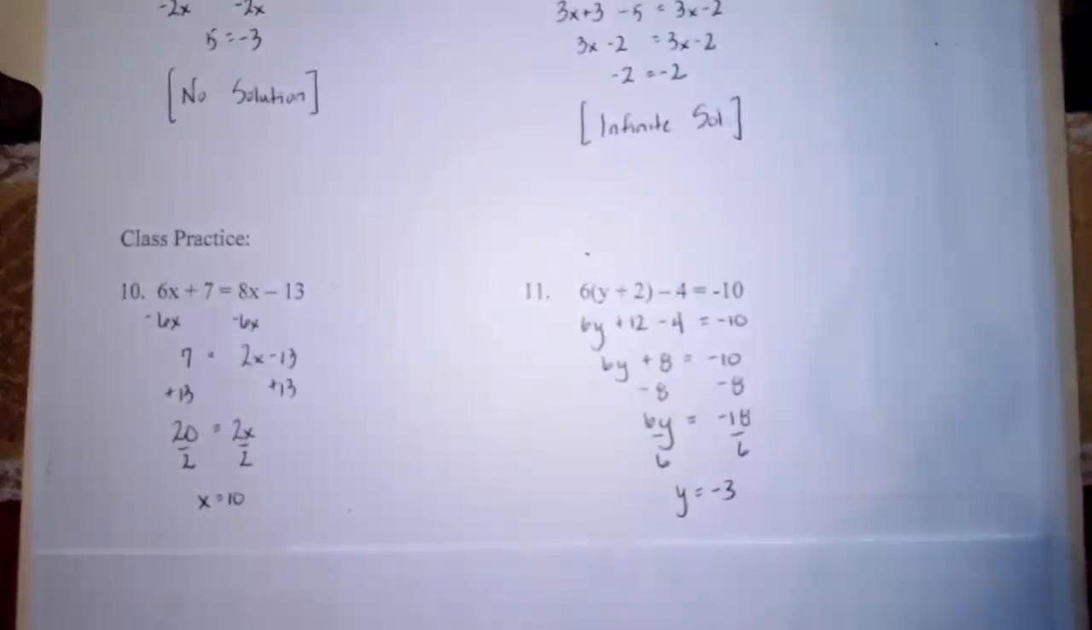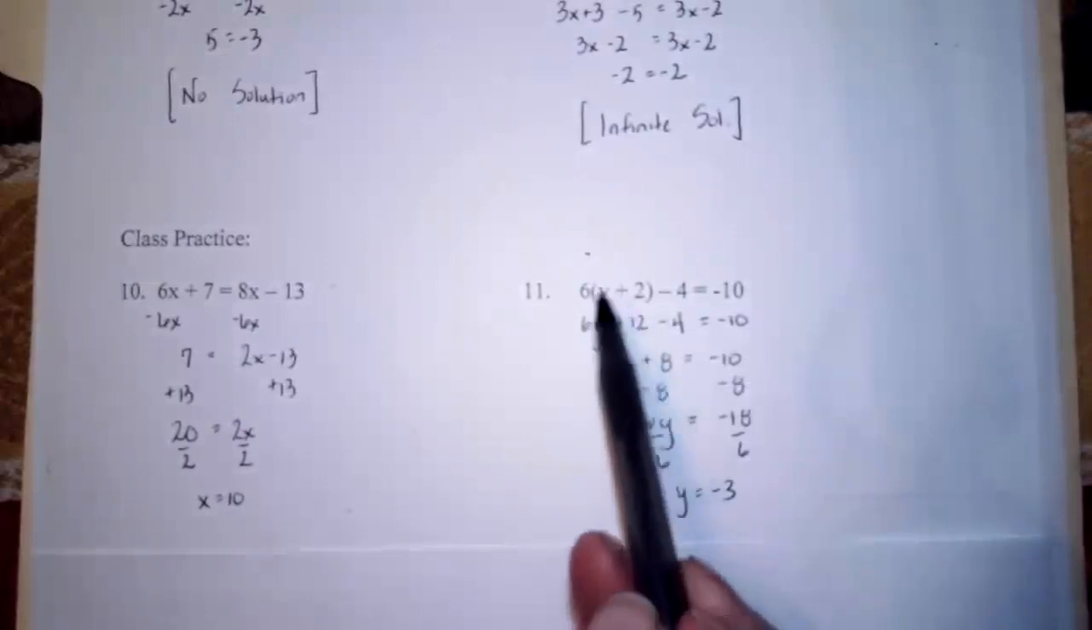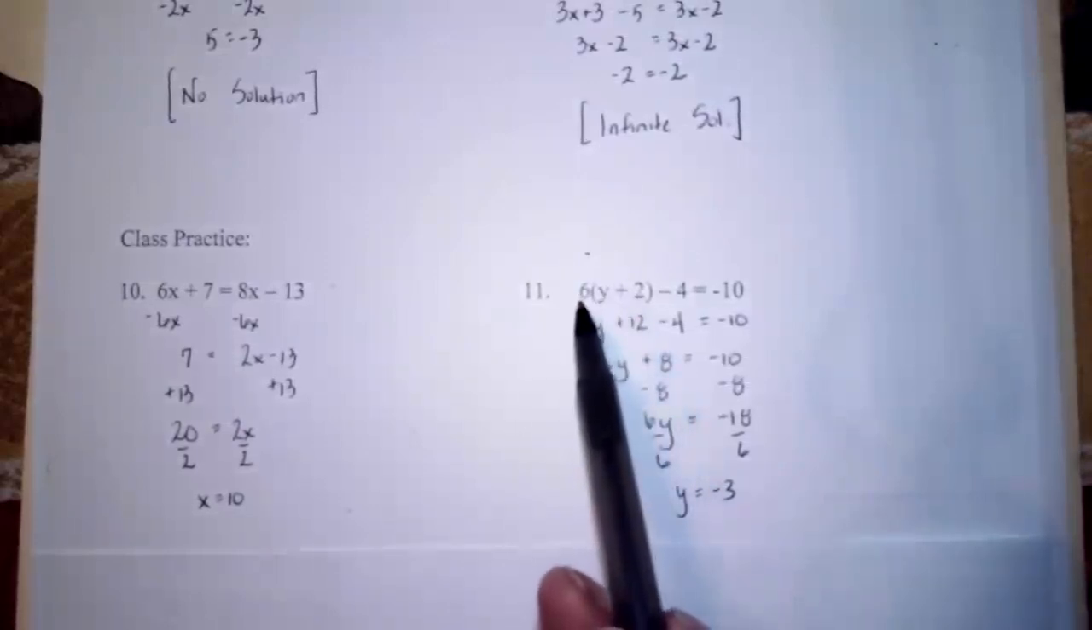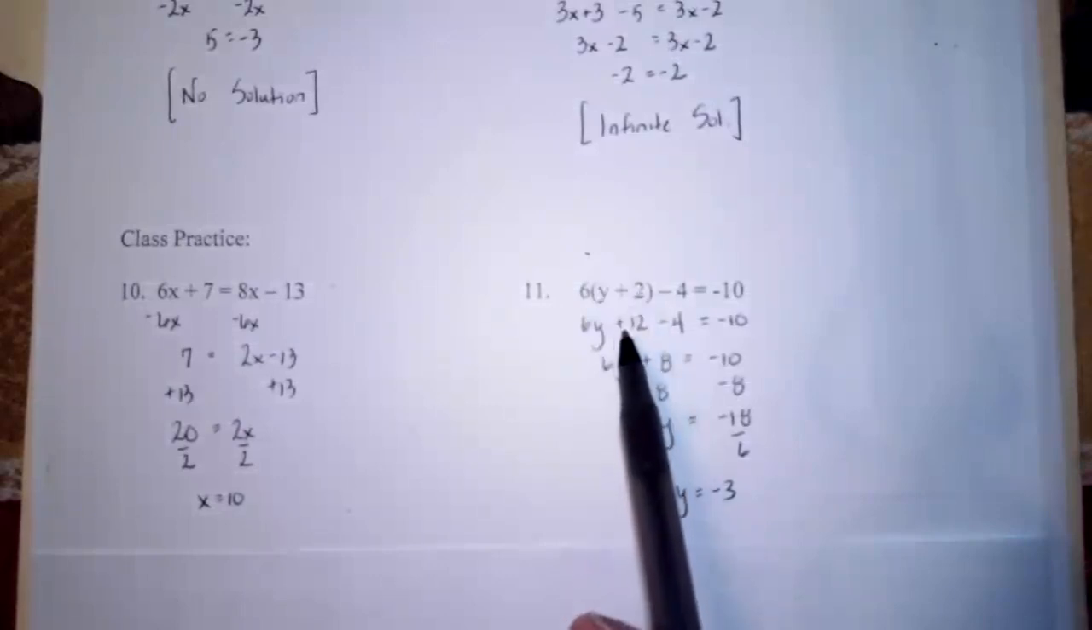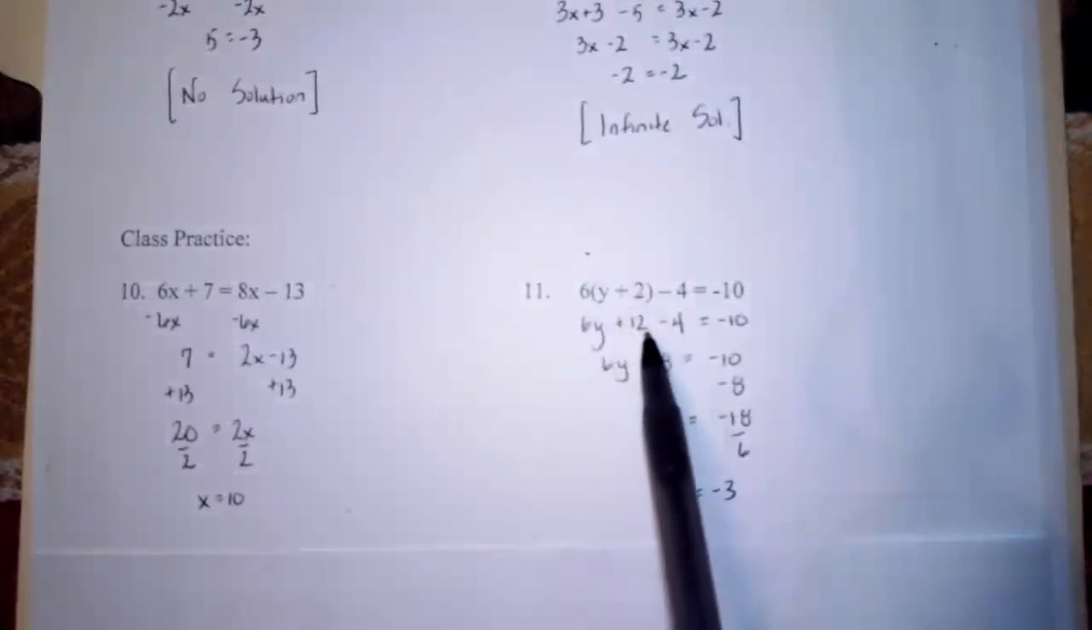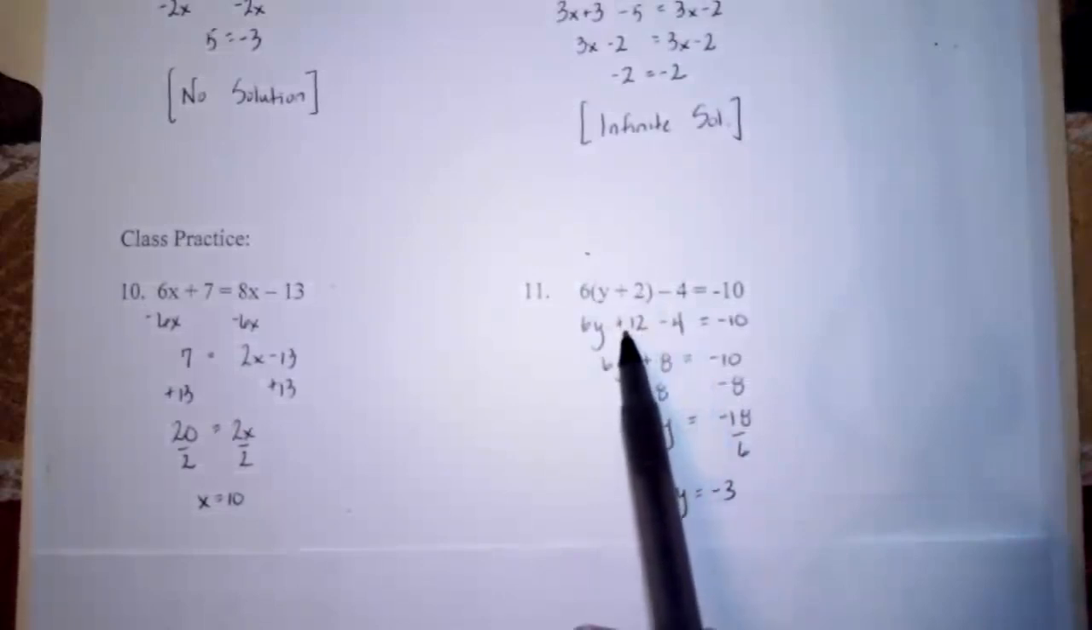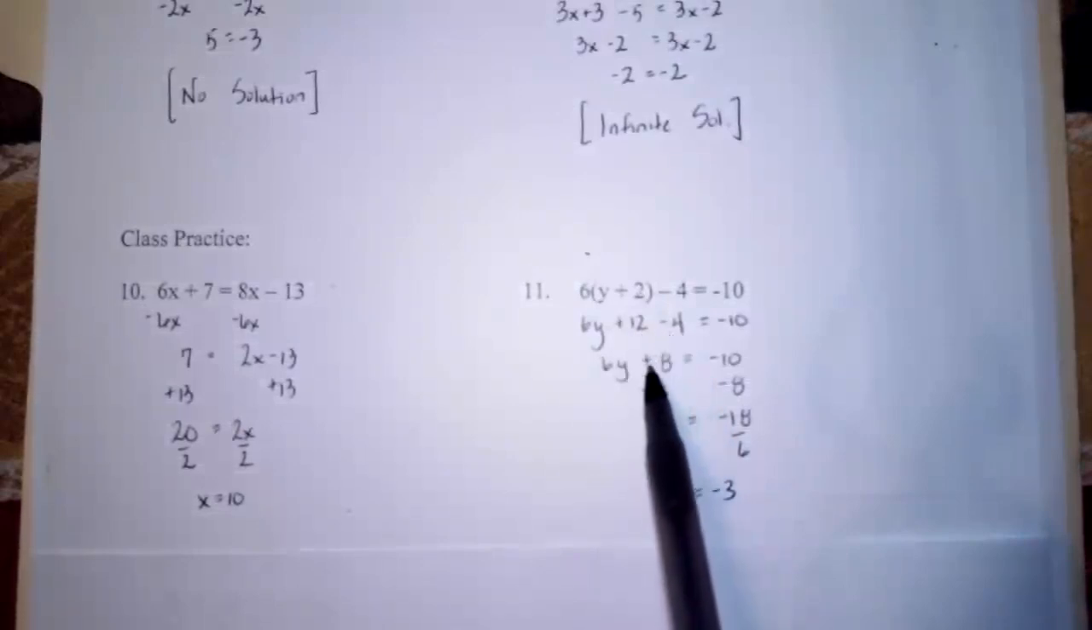For number 11, we had to do some distributive property. Again, there's those parentheses. You can see I went 6 times x. I went 6 times 2, and it's positive. Over here on the left, I also, again, combined some like terms, doing exactly what it says. That's a +12 minus a 4. That gave me a +8.